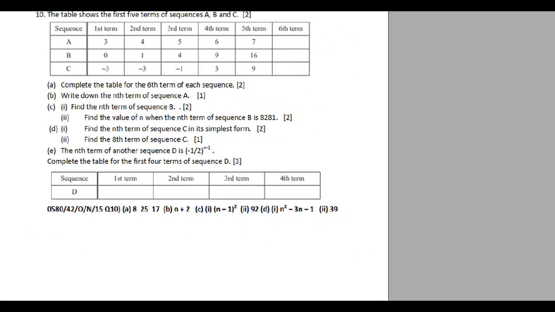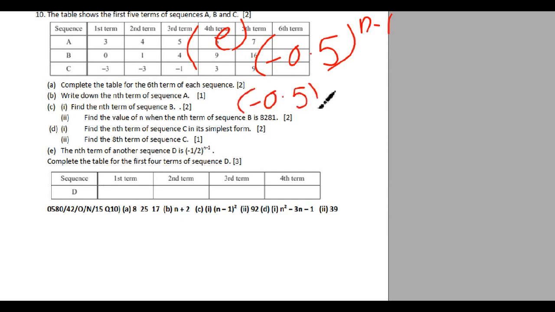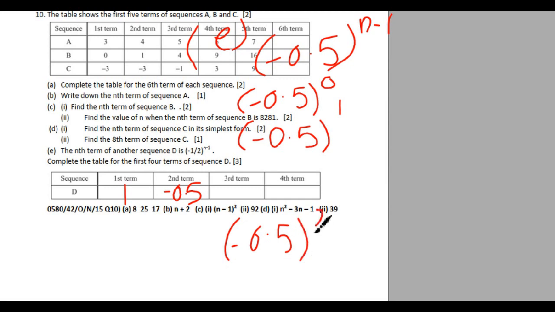Part E, the nth term of another sequence is minus half, which means minus 0.5, power n minus 1. So for the first term, instead of n, we'll write 1. So the first term will be minus 0.5 power 0, which when you enter in your calculator will give you 1. Next you'll enter minus 0.5 power 1, because 2 minus 1 will become 1, and the answer will be minus 0.5. Next minus 0.5 square, and similarly minus 0.5 cube, which will give you 0.25, and minus 0.125.